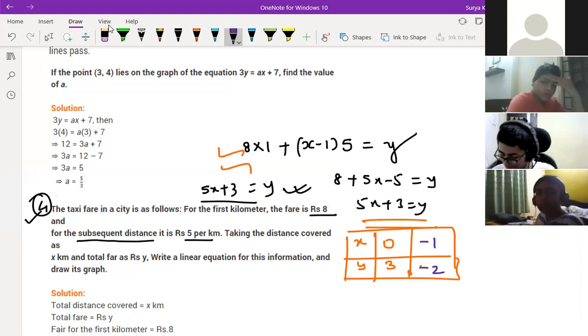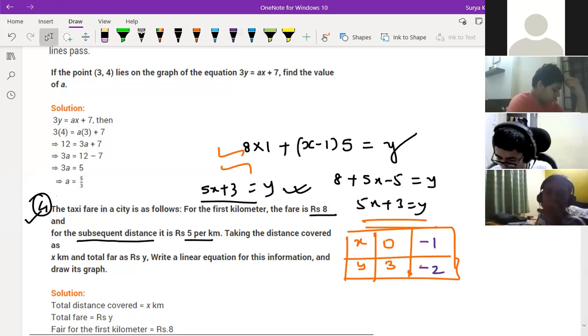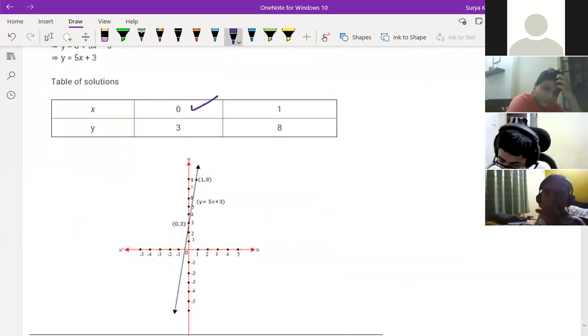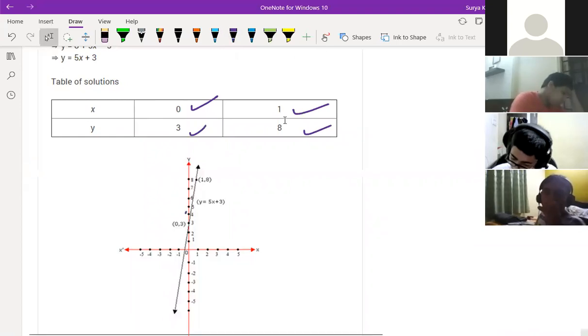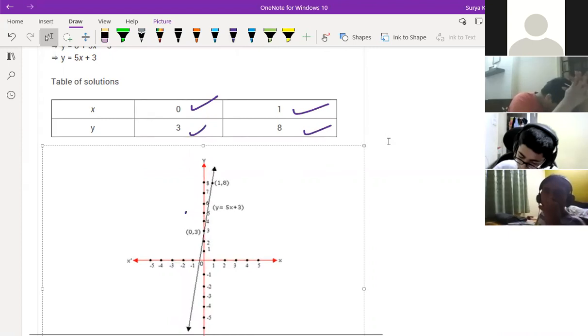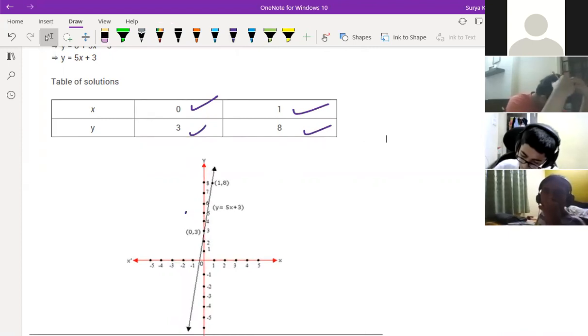So these two coordinates, any two coordinates you can take and just do that, right? Understood, children? Yes, sir. If you're not finding the y value, then you can take x only. X you can take and get the answer directly. So you'll get the equation like this. Say they have taken x is equal to 0, y is equal to 3. Then x is equal to 1, y is equal to 8. So you are getting the answers. Is it fine? Yes, sir.